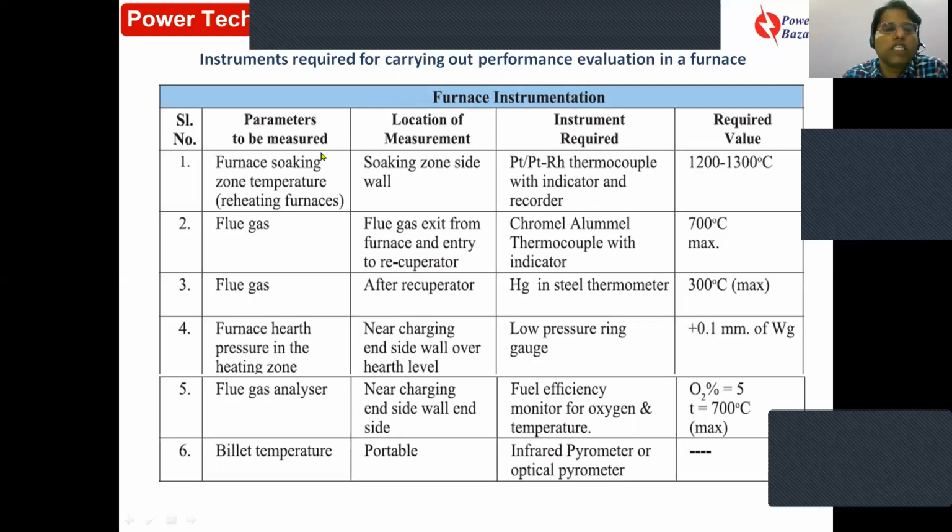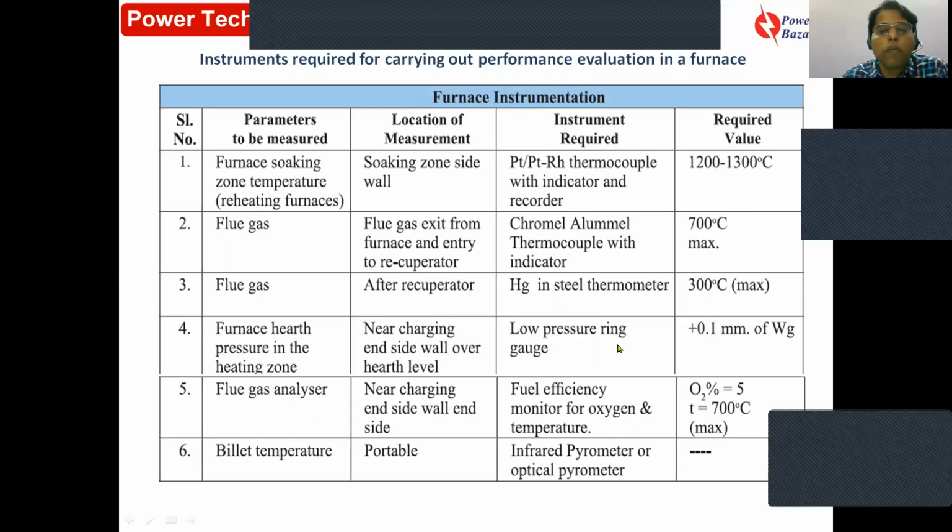So furnace soaking zone temperature we have to measure with a platinum rhodium thermocouple. Flue gas temperature is normally measured with chromel alumel thermocouples. Similarly, flue gas after the recuperator, where the temperature has gone down a little bit, can be measured with mercury in steel thermometers.